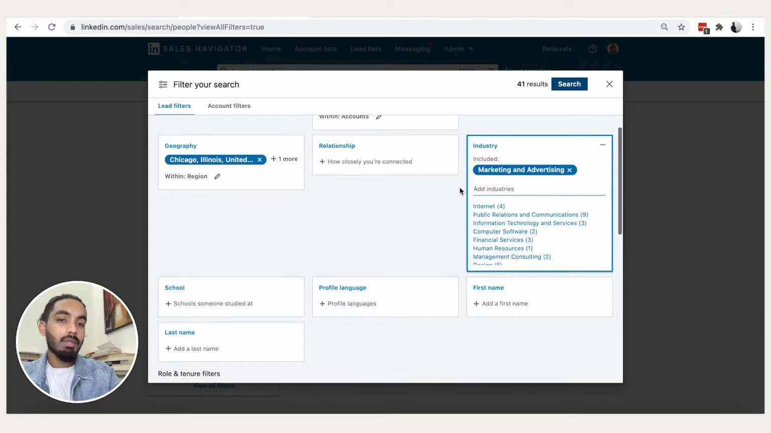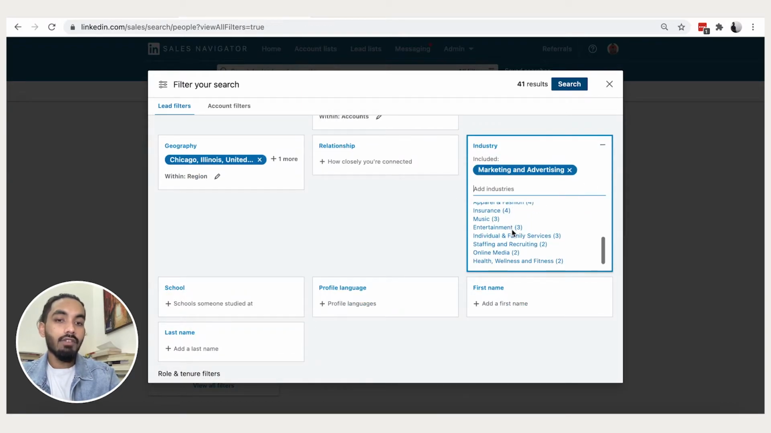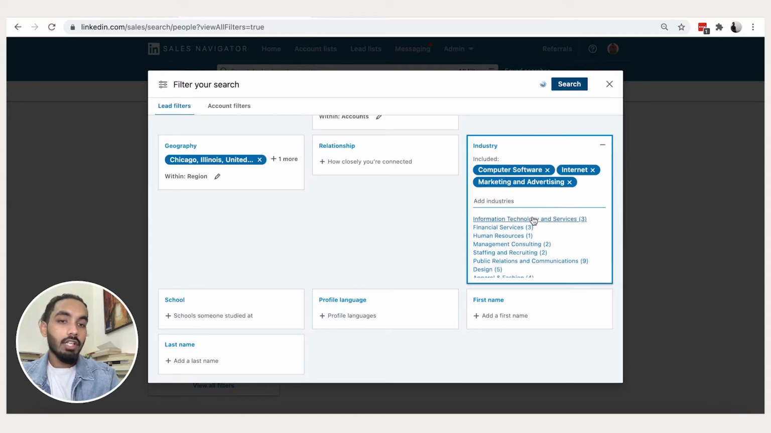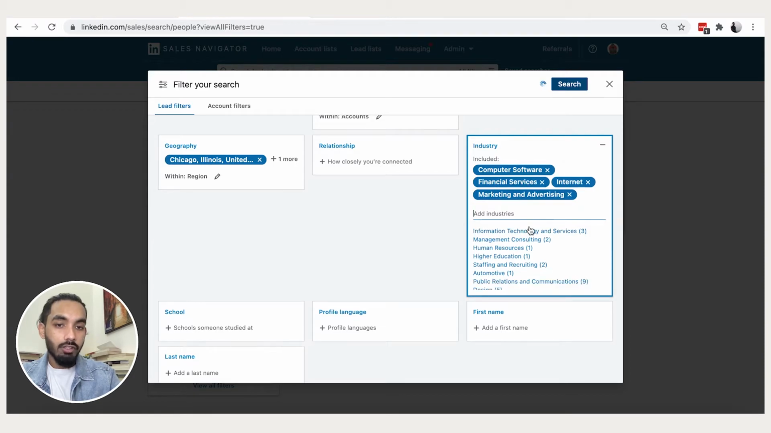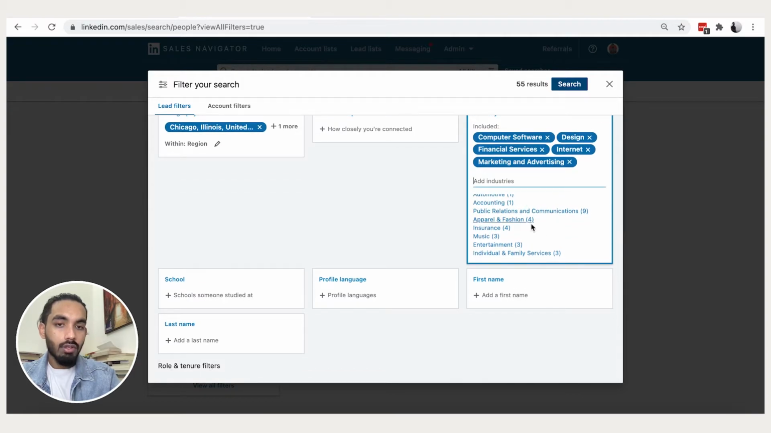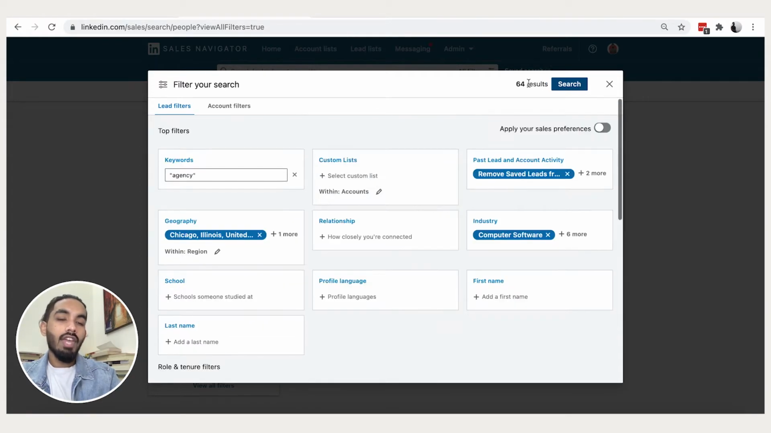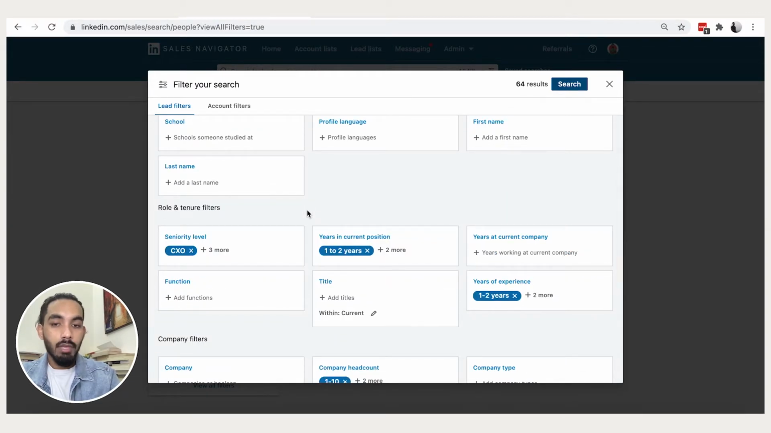But again, if you're an email prospecting agency, then you're definitely going to be able to provide service for other industries as well. So you can go for internet. I would definitely go for computer software as well. I would go for financial services. I would go for design. I would not go for apparel and fashion, that would be more so e-com, and then public relations and communications for sure. So there you go. We have almost 1.5 days of people only in Chicago that we can reach out to, which is amazing.